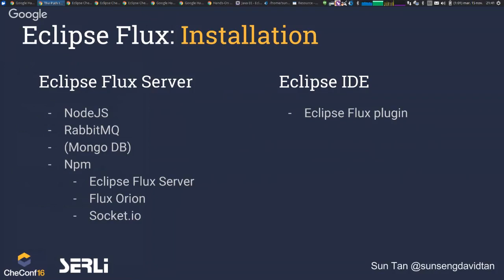If you want to install Eclipse Flux on your computer, you have to install Node.js and RabbitMQ, and then with NPM we will get the Eclipse Flux server, Eclipse Orion with the Flux plugins, and Socket.io. In Eclipse IDE, you can install the Eclipse Flux plugin.